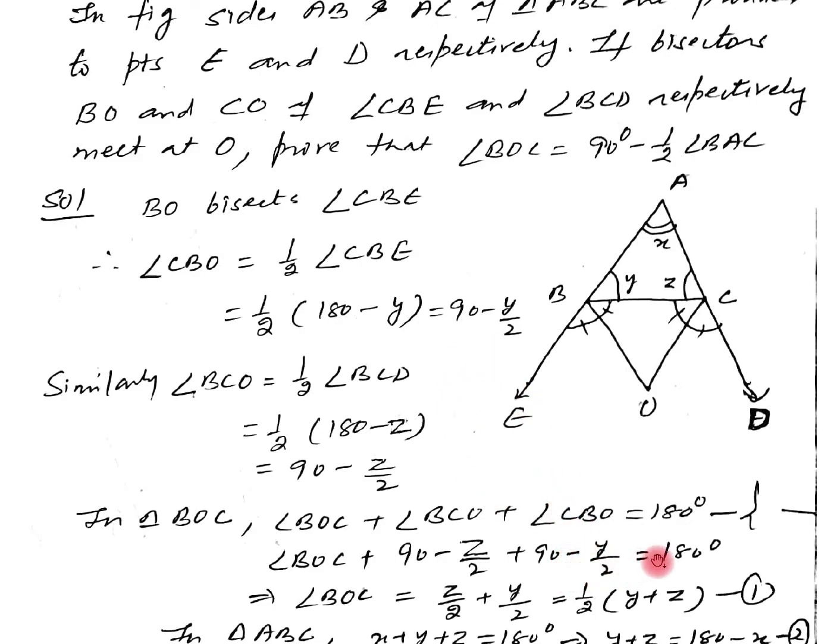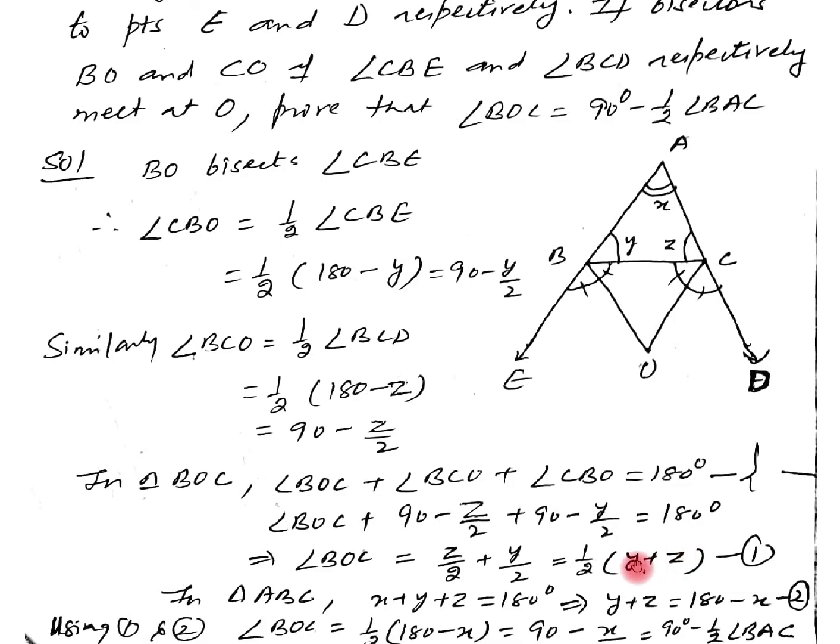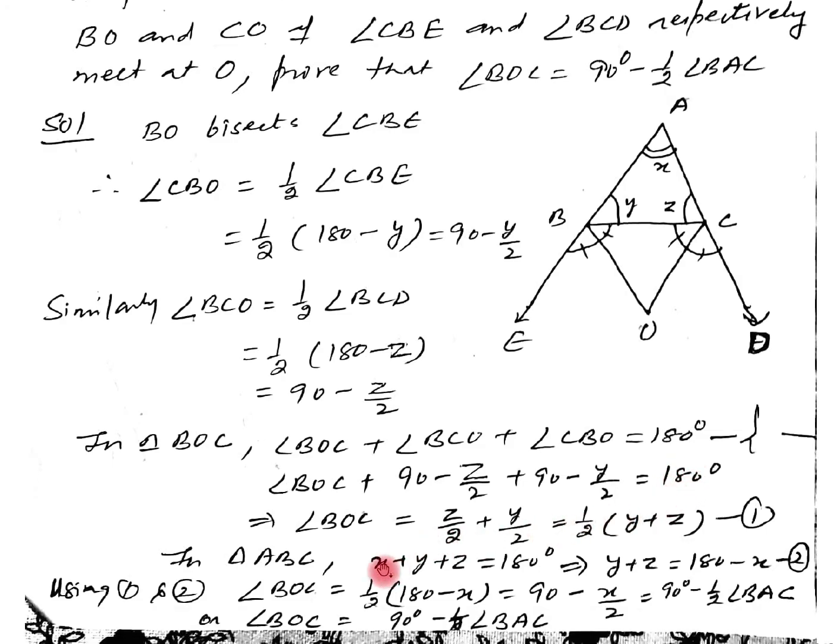Putting the values, this is equal to 180 degrees. Again 90 plus 90 is 180, 180 minus 180 is 0. So these two terms will be cancelled. Left-hand side it is 180, right-hand side it is 180, so they will cancel each other. So I am left with angle BOC equal to, taking this term to this side, Z by 2 plus Y by 2. Then 1 by 2 is common, Y plus Z. It means angle BOC equals half of Y plus Z.